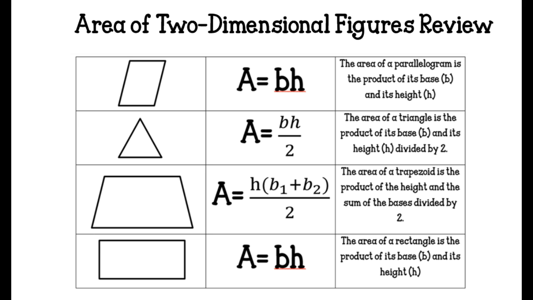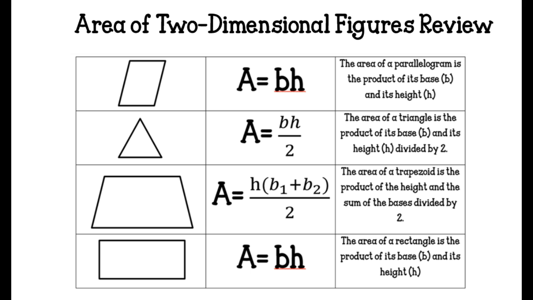The area of a parallelogram is A equals base times height. The area of a triangle is base times height divided by 2. You may have heard 1/2 times base times height. In the end, you'll get the same answer. I prefer base times height divided by 2, just for different random reasons, but I think it's easier to remember that way.